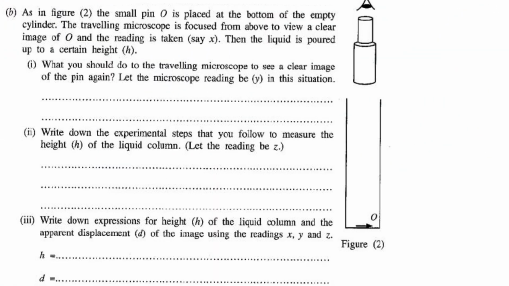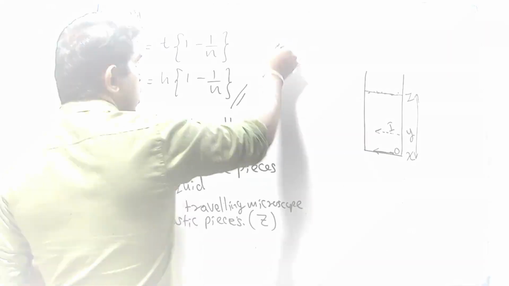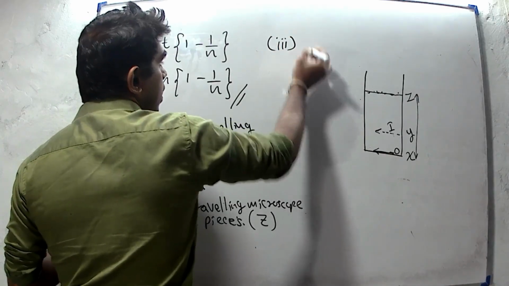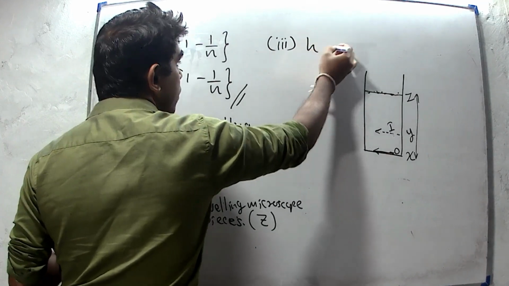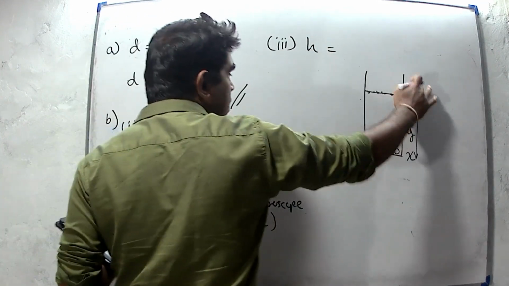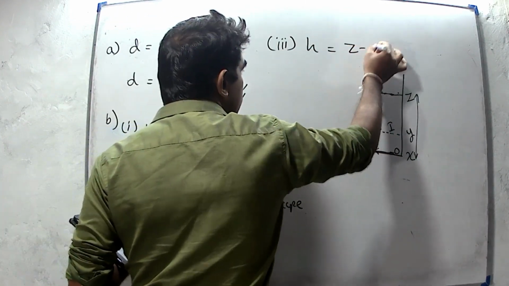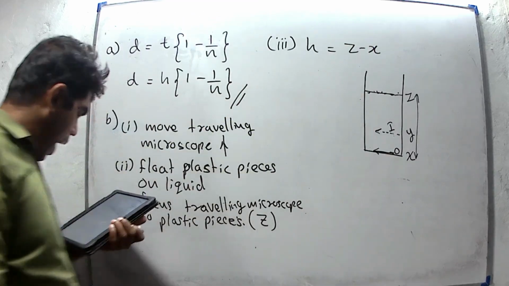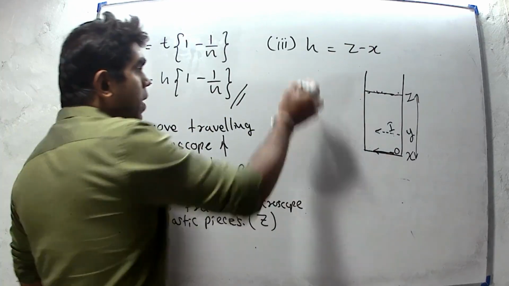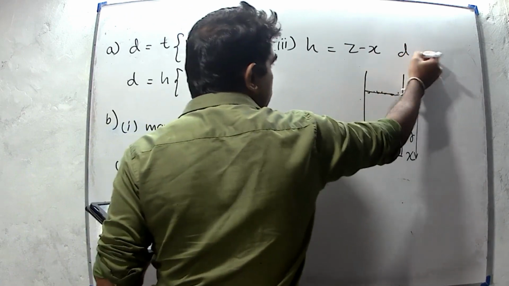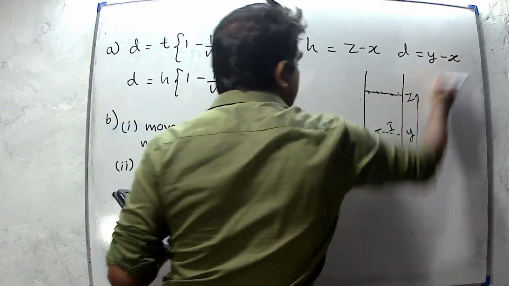Now part 3. Write down the expression for the height of the liquid column and the apparent displacement D of the image using readings X, Y, Z. We can write the height of the liquid column as Z minus X, and the apparent displacement is Y minus X.